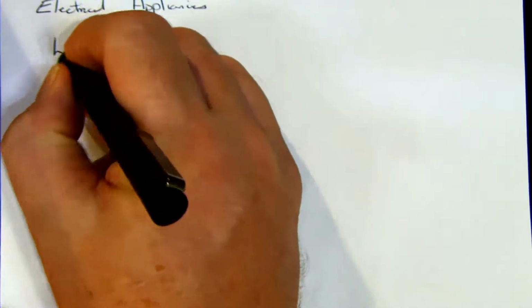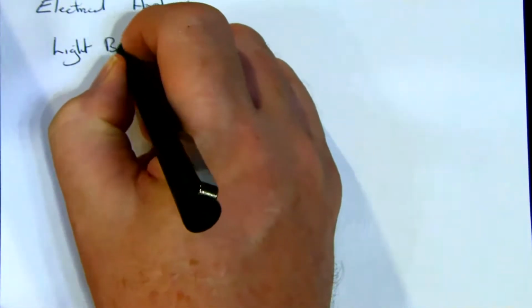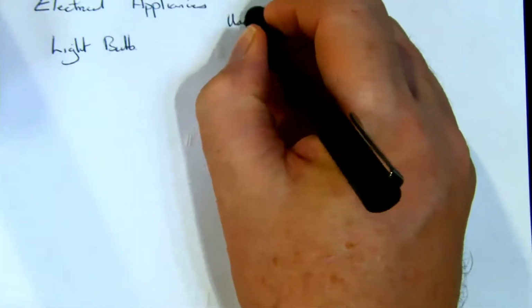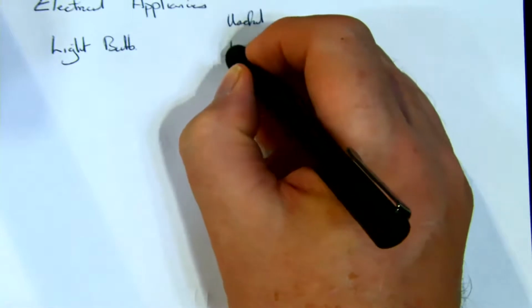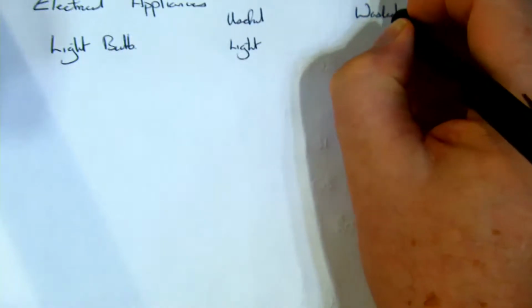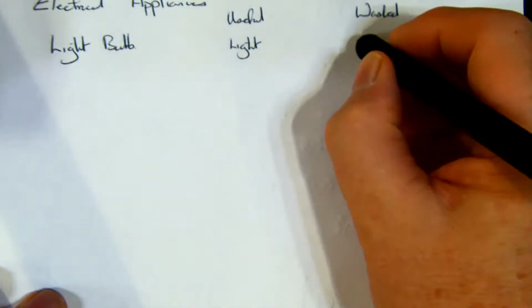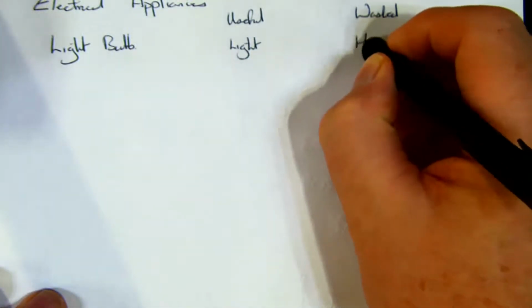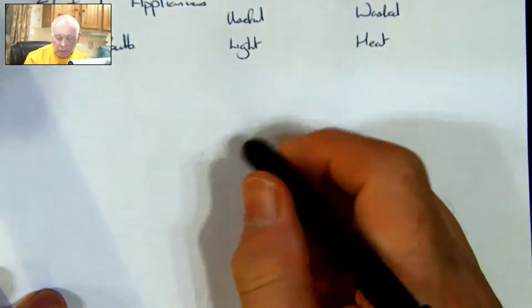We can think of a whole load of everyday electrical appliances. Let's think of some of these. We can start with a light bulb. Now, what's our useful energy from this? Well, obviously that's the light. What's the wasted energy on this? Well, the wasted energy is simply going to be the heat from the bulb.